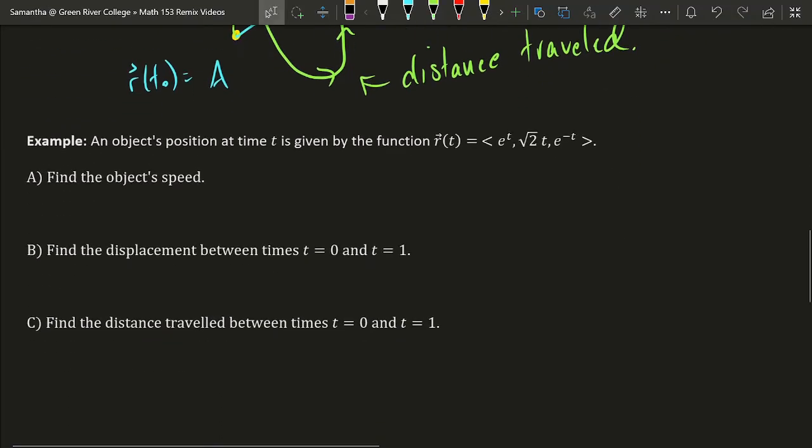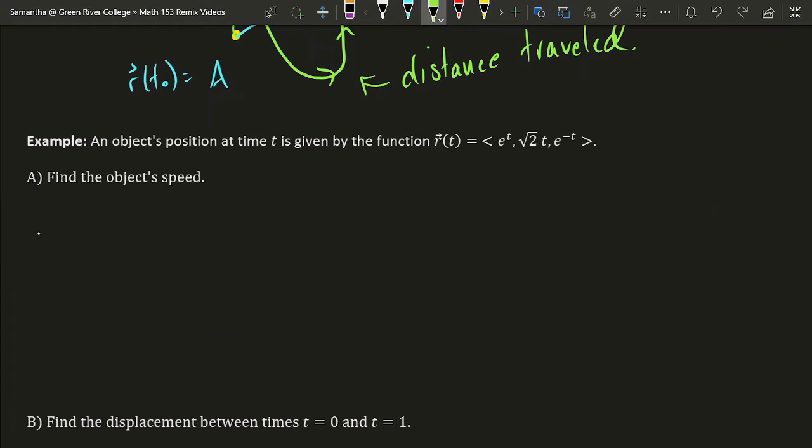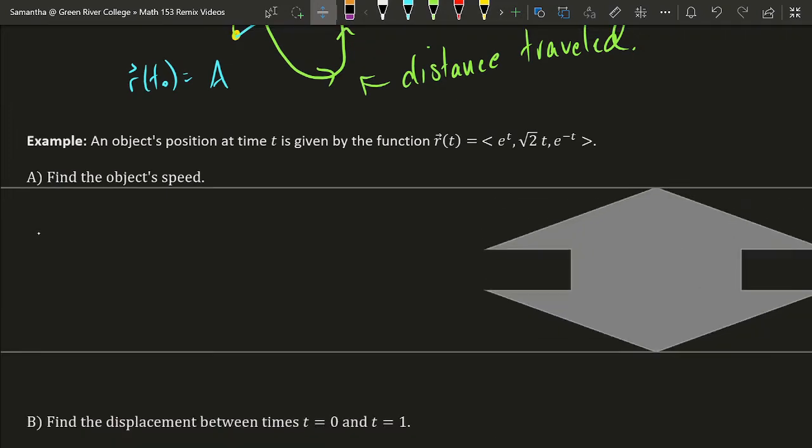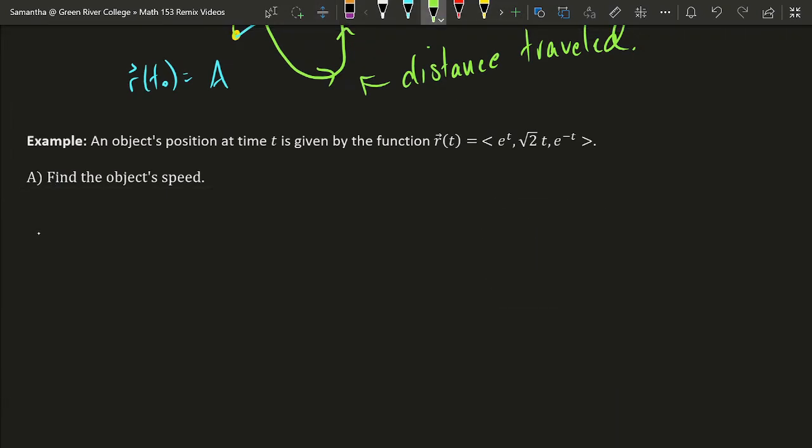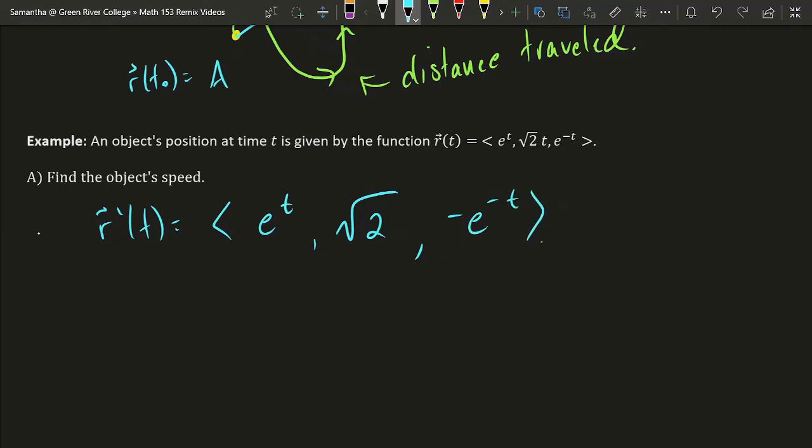So let's do a quick example. Let's do a calculation. Suppose we have an object whose position is given by this function: e to the t, square root 2 times t, e to the minus t. Let's go ahead and calculate the object's speed. So I'm going to start by finding the object's velocity, which is equal to e to the t, this constant multiple square root 2, and negative e to the minus t. The speed would be equal to the length of that, the magnitude of this vector.